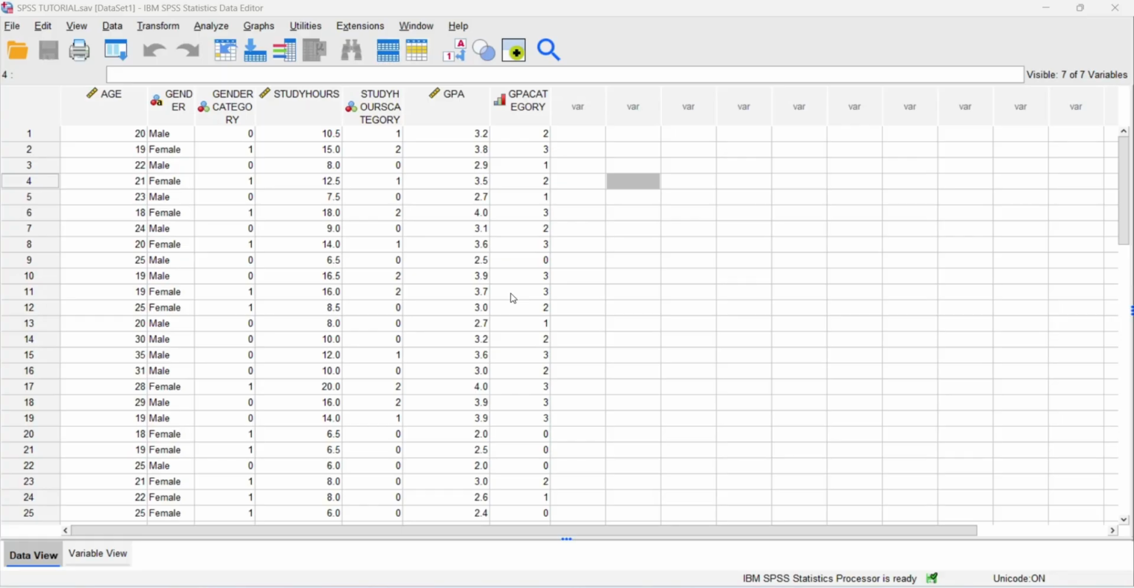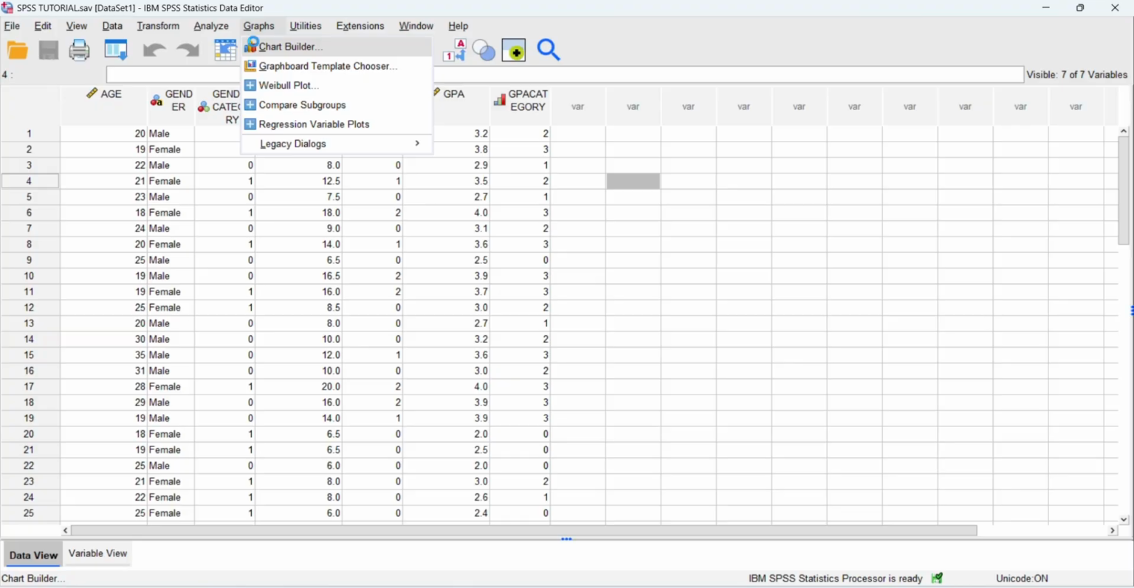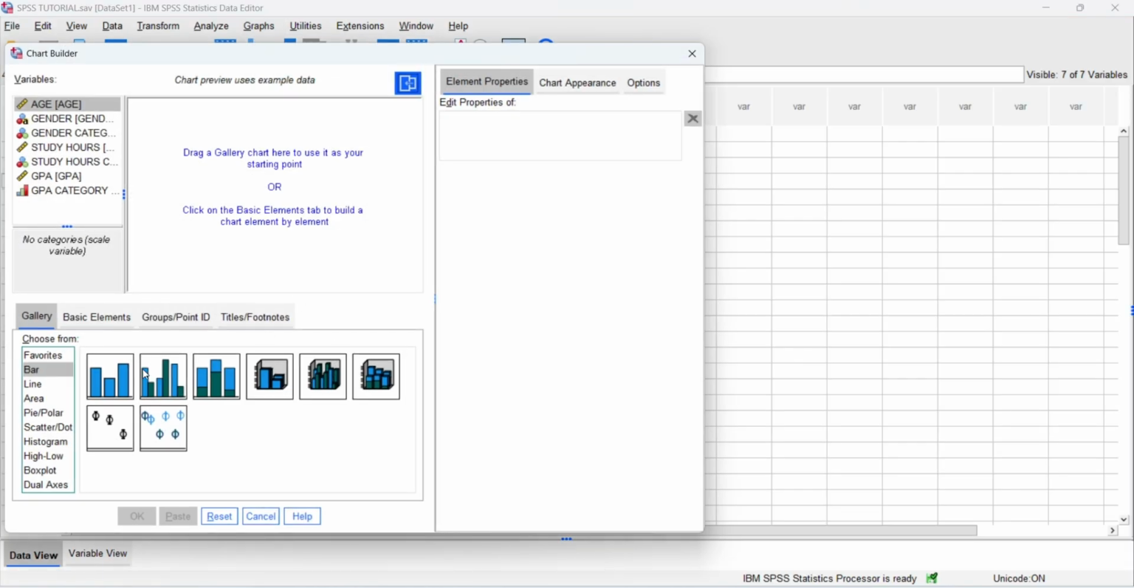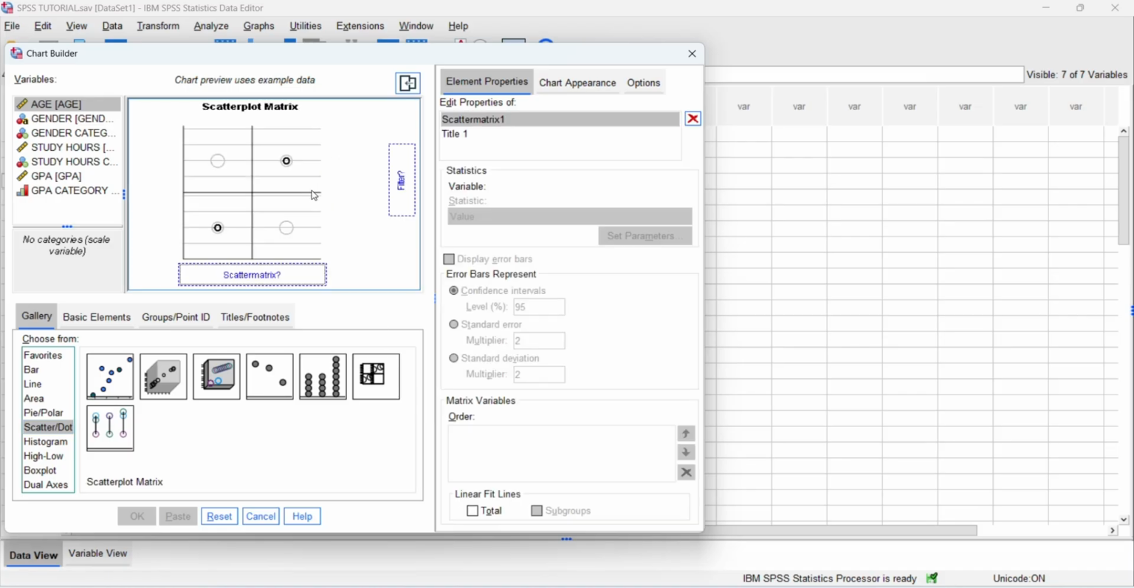Today, we are discussing scatterplot matrices, which is used when you want to find the relationships between more than two numerical variables. So you come to Graphs, Chart Builder, and then you come to Scatter or Dots, and then you drag this particular diagram here into this section. And then the numerical variables that you are interested in, you drop them in the scatter matrix.